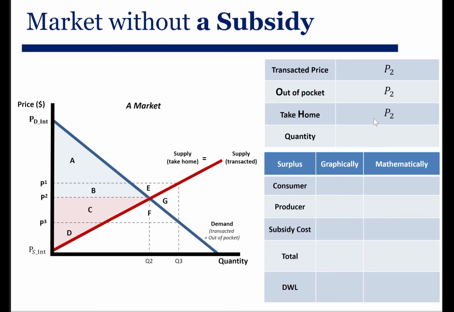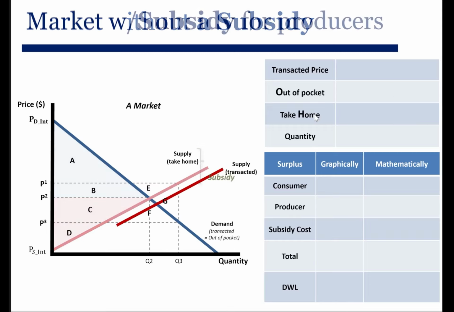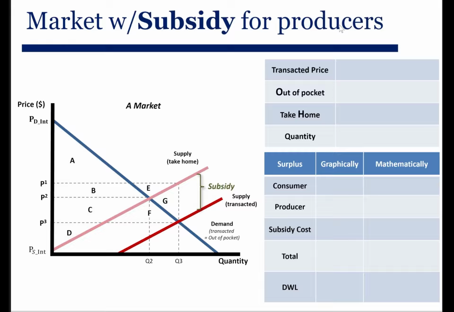But where we start is, again, price 2 being the transacted price, the out-of-pocket price, and the take-home price. Now we're going to put a subsidy for producers. If you remember, the tax shifted it up, the subsidy shifts it down because you are getting that transacted amount plus the subsidy gives you your take-home amount.